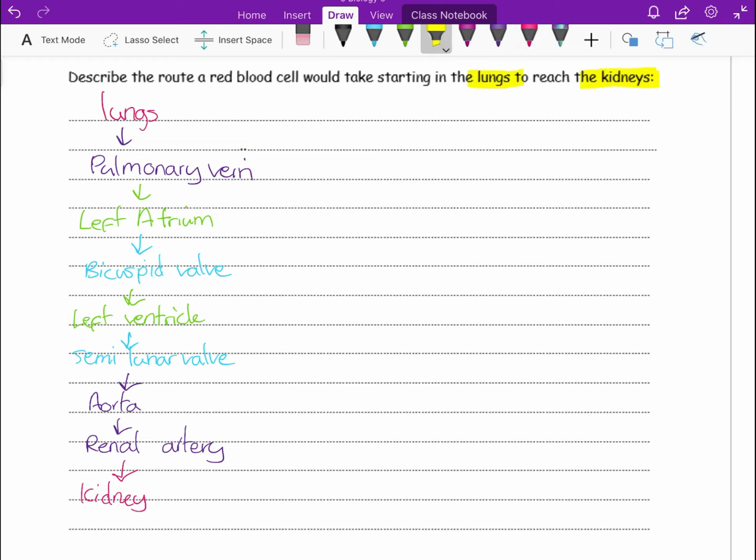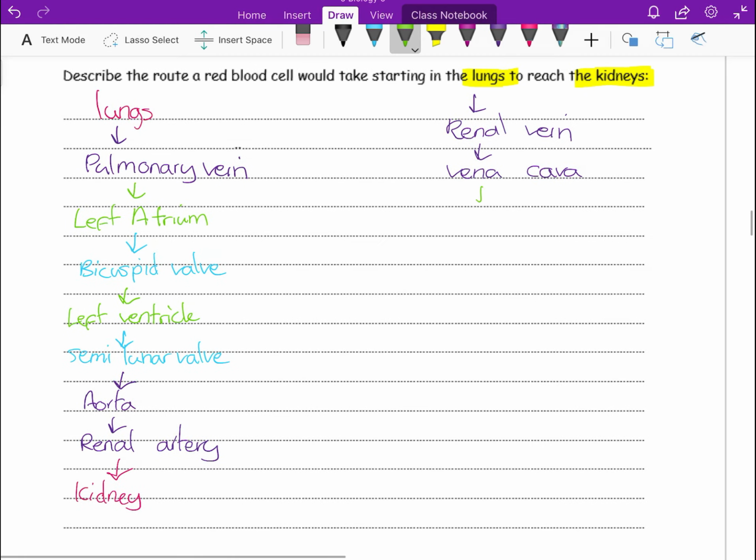So going from the kidney all the way back to the lungs as well, so that we've got a complete route. So from the kidney then we would have another renal blood vessel, this time the renal vein, because the blood is going back towards the heart. Then to the vena cava, that major vein of the heart where blood is coming back from the body into the heart.